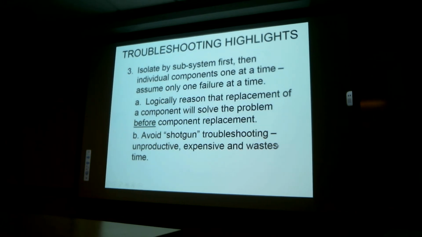Logically reason that replacement of a component will solve a problem before the component is replaced. So again, from the diesel department, which is also applicable to what you do here, if you can't prove in your own mind that replacement of that component is going to solve the problem, you better not take it out. Okay? You may not be able to get a replacement. Again, avoid check-in troubleshooting. It's unproductive, it's expensive, and it wastes a lot of time.